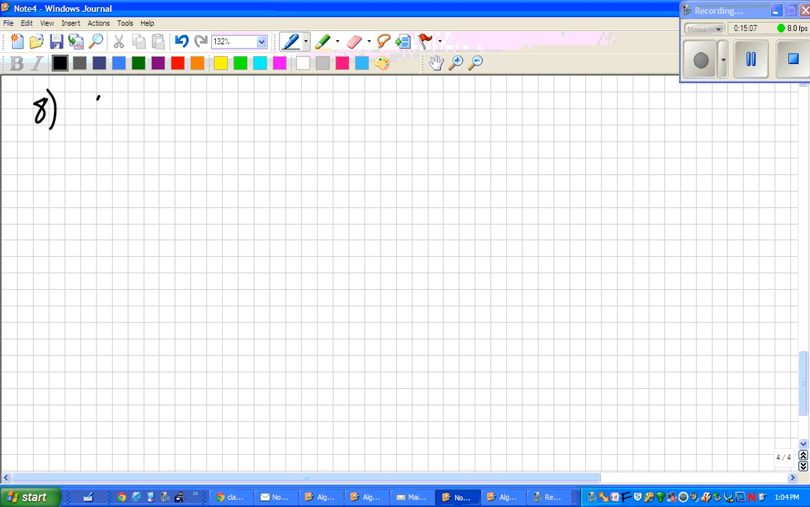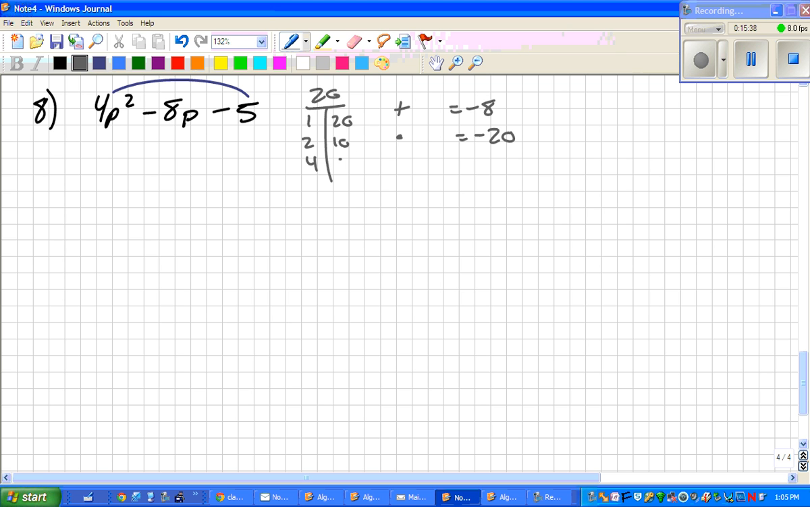Number 8, we have 4p squared minus 8p minus 5. Okay, so is there a GCF? No. So multiply. You're looking for the factors of 20 that add up to get to negative 8 and multiply to get to negative 20. Okay, right away I see 2 and negative 10.